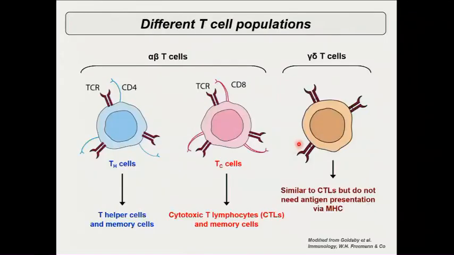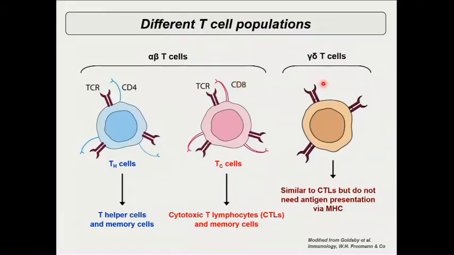Okay, now we come to different T cell populations again. Here we see something that you already know. You can relax. Here are the T helper cells. They have the T cell receptor and CD4. And here we have the cytotoxic T cells that have the T cell receptor and CD8.